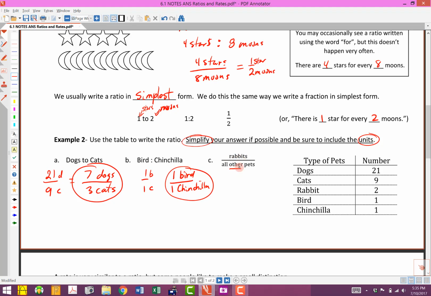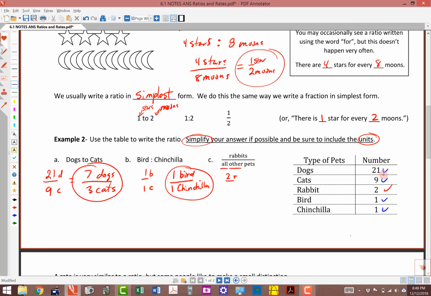This says rabbits to all other pets, all of the other pets. So we'll identify the rabbits, and then we're doing a ratio with all of the other ones. So I'm going to change colors here. So these guys are all the other ones. So the rabbits, there are 2 rabbits. Okay, so I'll put 2R. So we'll go ahead and add these. So we've got 21 and 9, so that makes 30, and then another 2, so we've got 32 of the other pets all together. So we're going to do 32 other pets, and then I'm going to go ahead and finish writing rabbits up here.